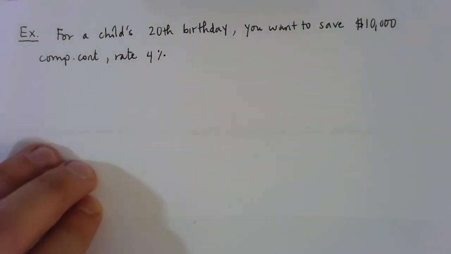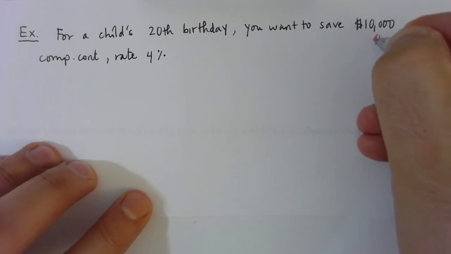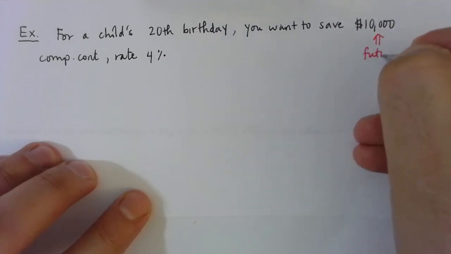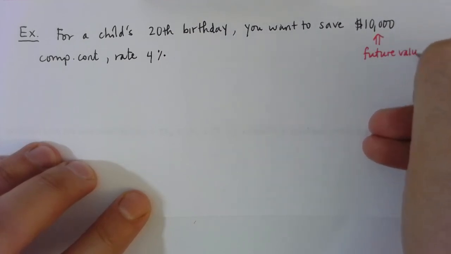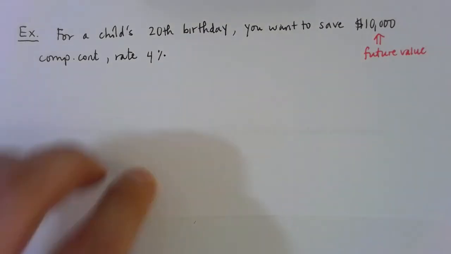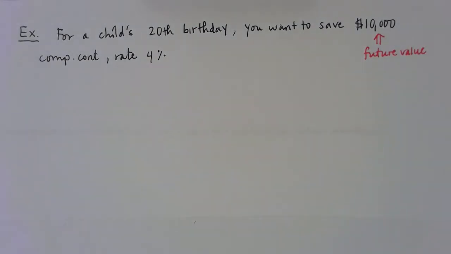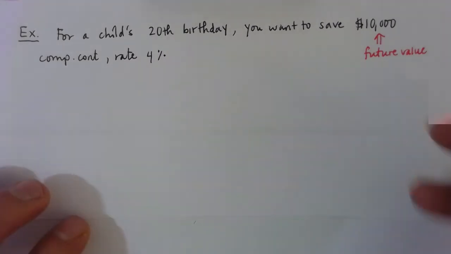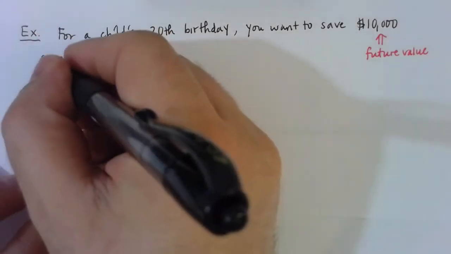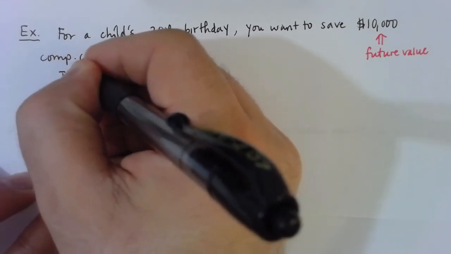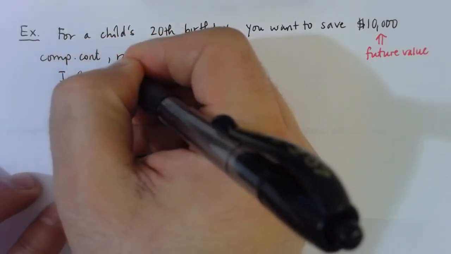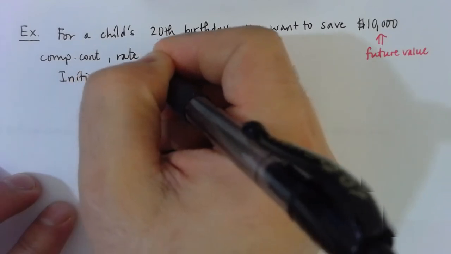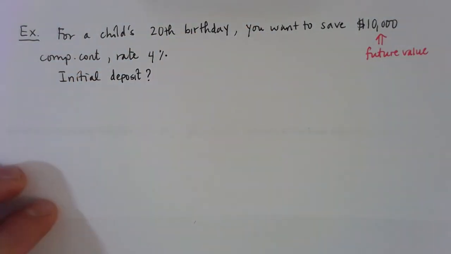See, this value 10,000 is the future value of this account. So you want to find the initial value, and this is an exponential growth problem, but be careful, this is the future value. You want to find the initial value of the account. So what's the initial deposit that you need to make to get 10,000 after 20 years? It's really simple, but now you're going in the reverse direction.